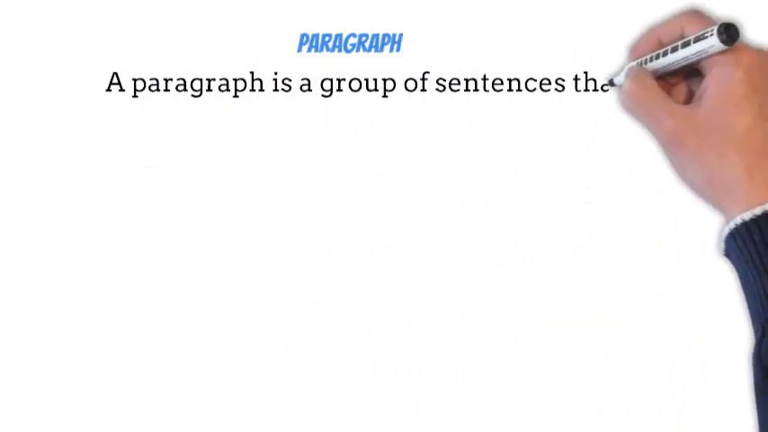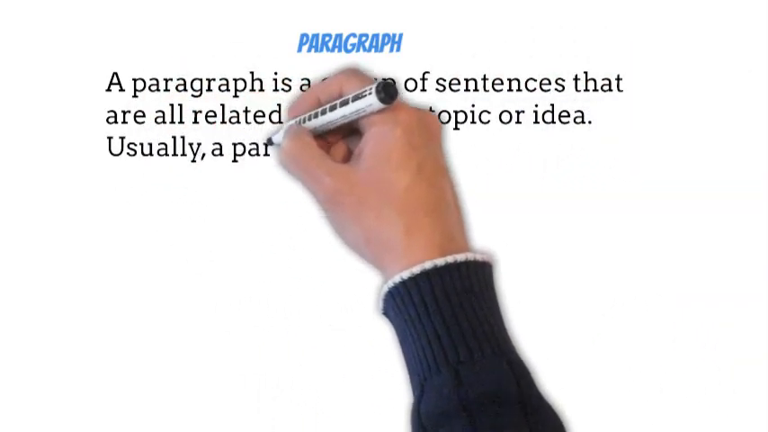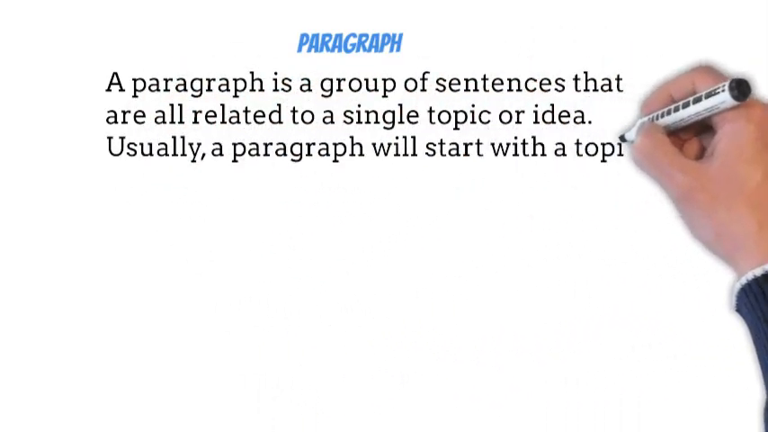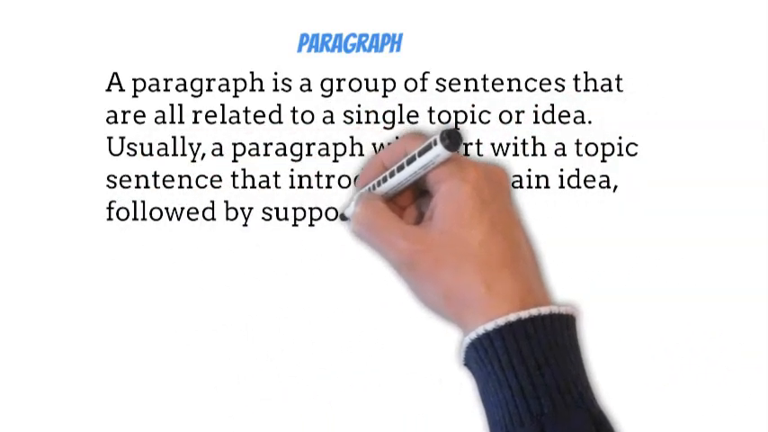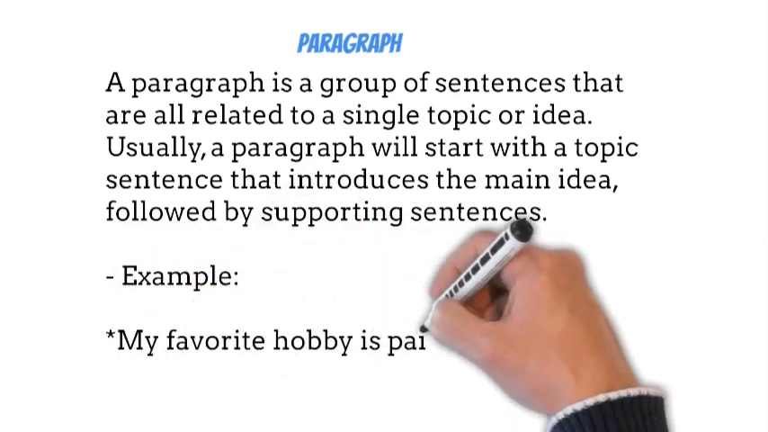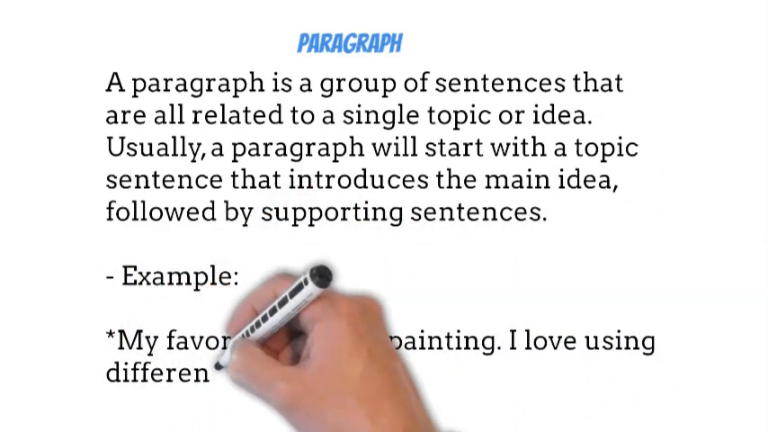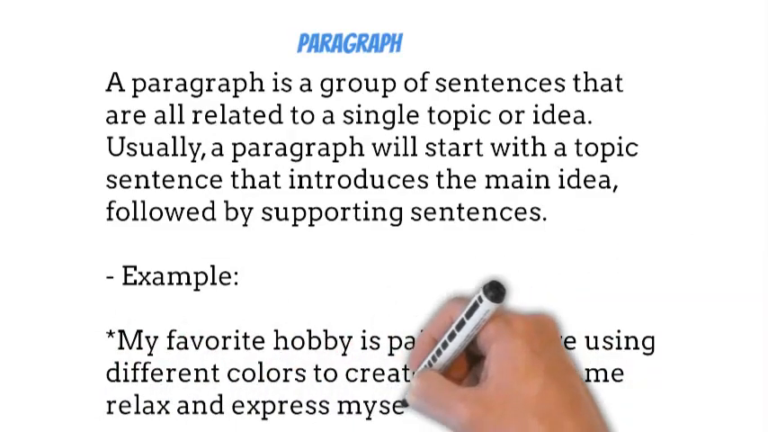Paragraph. A paragraph is a group of sentences that are all related to a single topic or idea. Usually, a paragraph will start with a topic sentence that introduces the main idea, followed by supporting sentences. Example, my favorite hobby is painting. I love using different colors to create art. It helps me relax and express myself creatively.